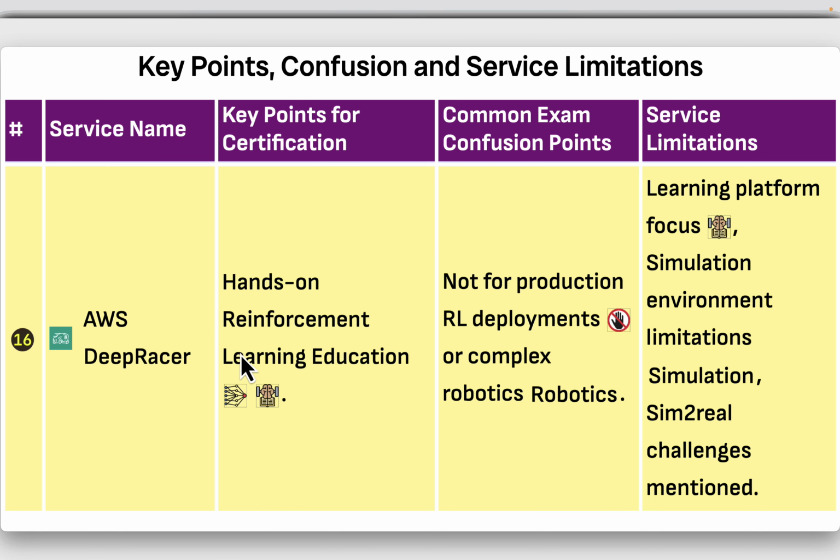Next, AWS DeepRacer. Key points are that this is a reinforcement learning education platform. Exam confusion points: it is not for production RL deployments or complex robotics deployments. Service limitations: learning platform focus, simulation environment limitations, and sim-to-real challenges. So this is very specific to DeepRacer.